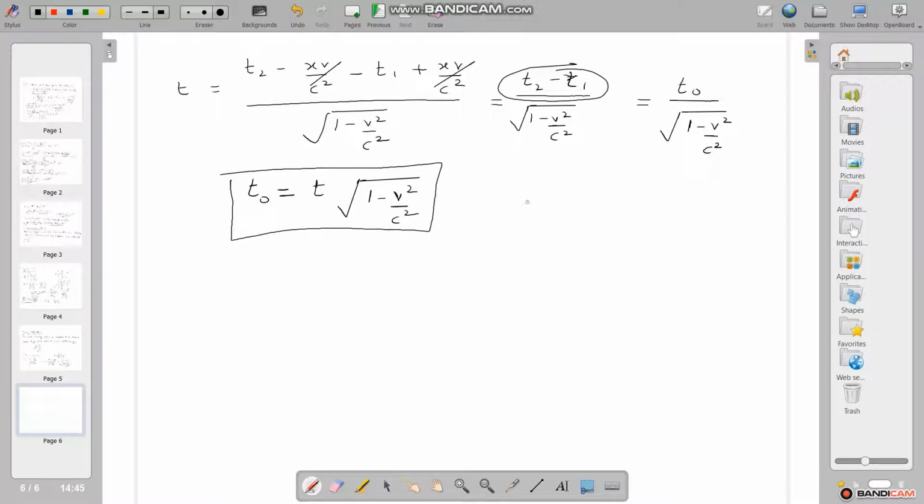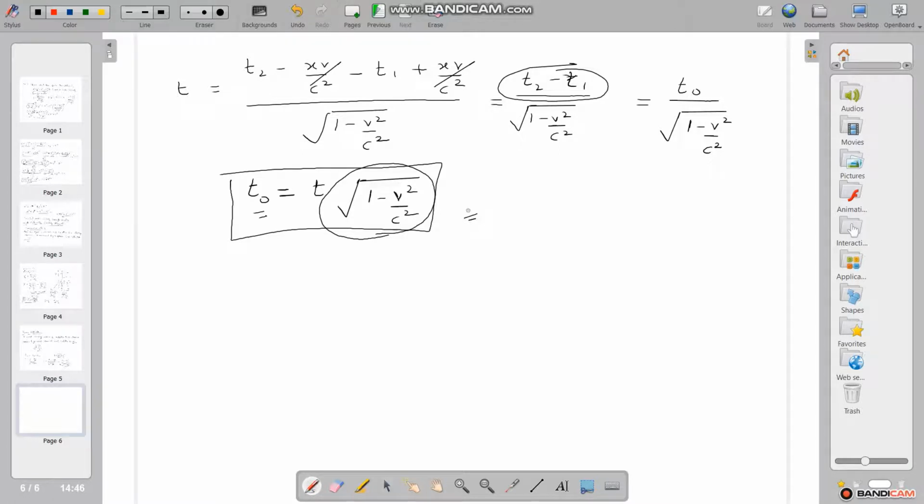We can see that as v is increased, time t will be increased, and the time interval appears to increase or decrease, which is affected by this factor under root 1 minus v square upon c square. This phenomenon is known as time dilation.